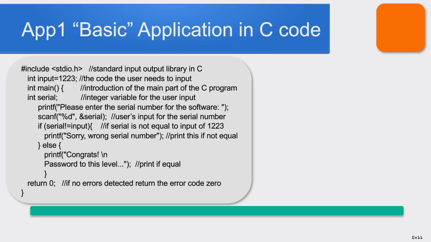meaning digit, and then &serial, meaning the variable, which is the user's input for the serial number. Then you have an if statement: if serial number is not equal to, that's exclamation equals, not equal to 1223, then print "Sorry, wrong serial number." Otherwise, print "Congrats, password to this level," and whatever the password is.